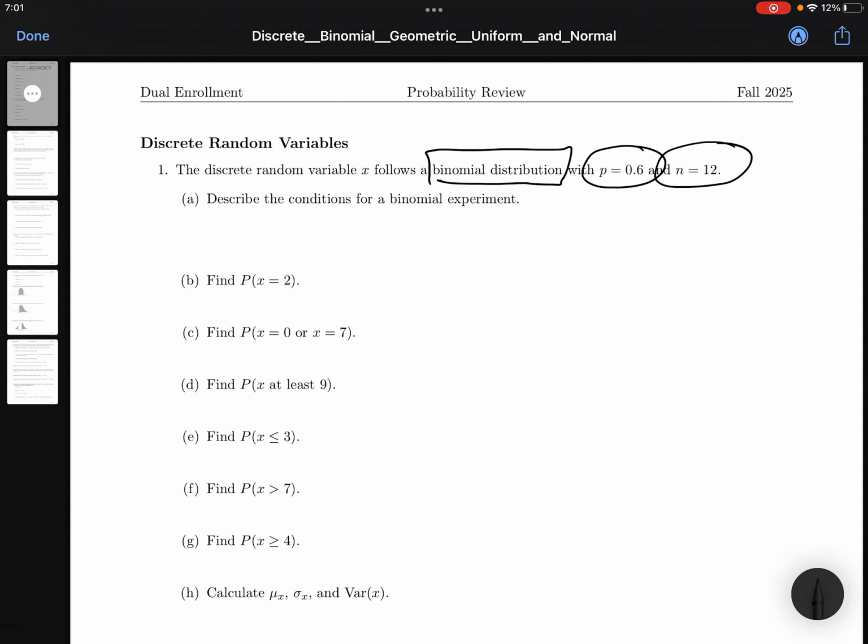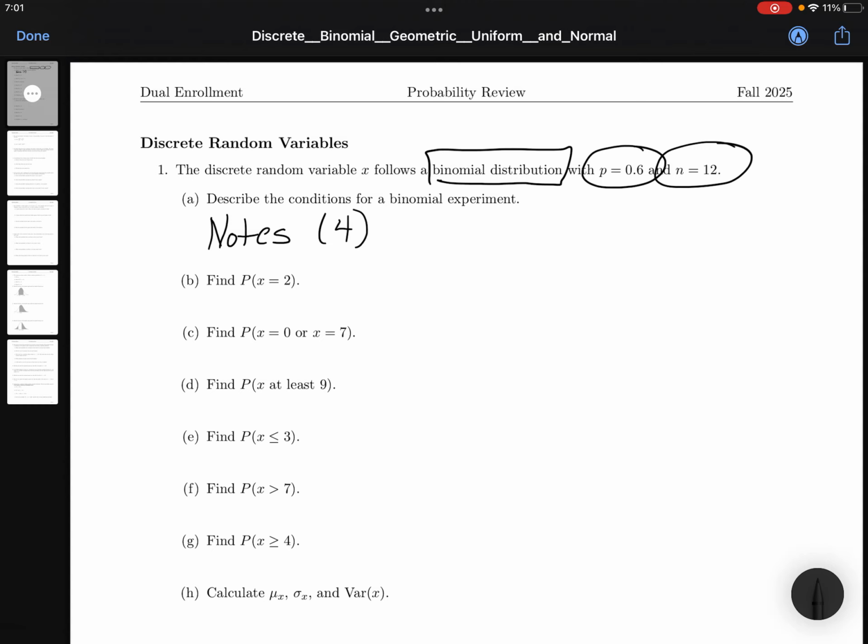Now, first of all, we want to describe the conditions for a binomial experiment. Look for these in your notes. Just to make sure you have all of them, there should be 4 conditions. All right, let's jump right into part B.